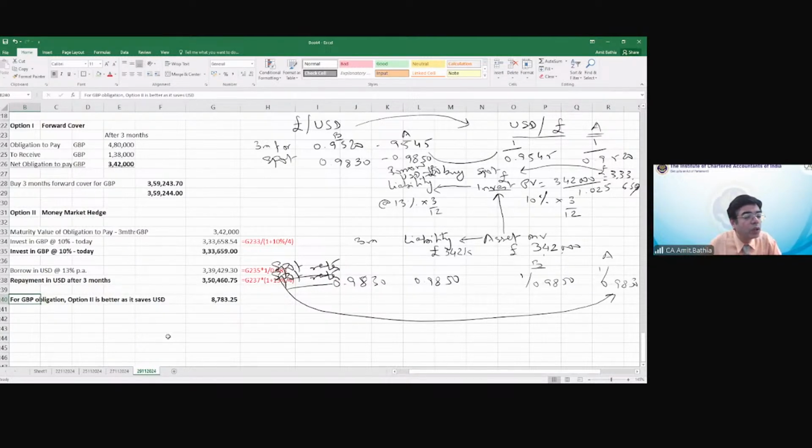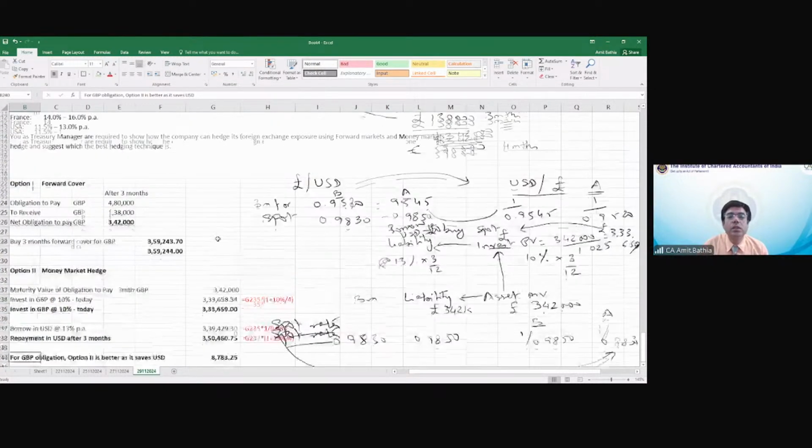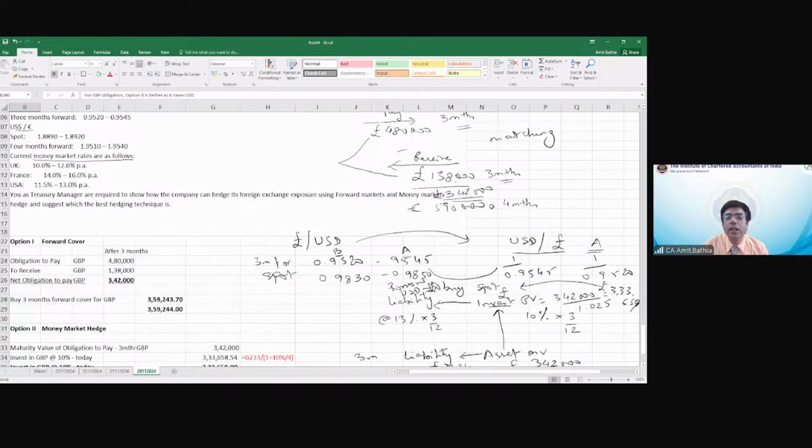But you also have one more aspect which you need to cover, right? Has everyone got this? We still have the second one to cover. What is the second thing remaining? We have one receivable, remember? The receivable is from the French party. I have another 590,000 euro. You are told US Treasury Manager are required to show how the company can hedge its foreign exchange exposure using foreign markets and money markets hedge and suggest which is the best hedging technique.